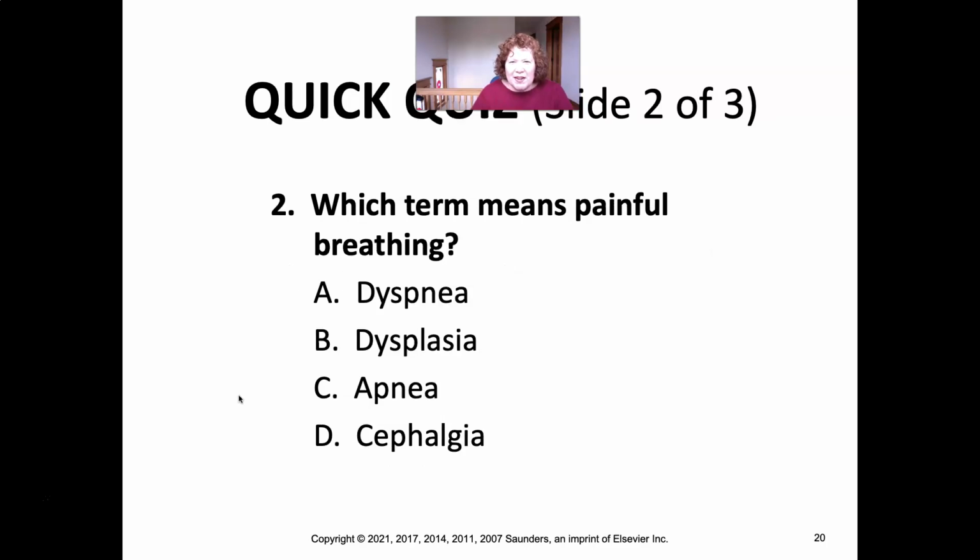Which term means painful breathing? Painful breathing. Well, it helps if you know what breathing is. And that's the NEA, P-N-E-A. Breathing is nea. So I'm going to let you take it from there. Hopefully that's enough of a hint.